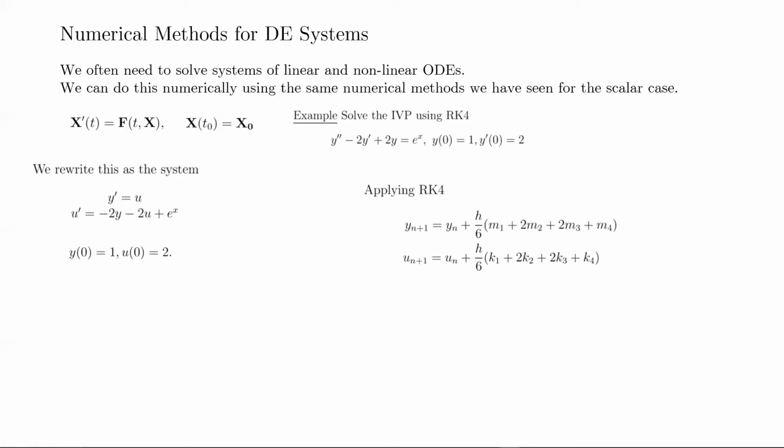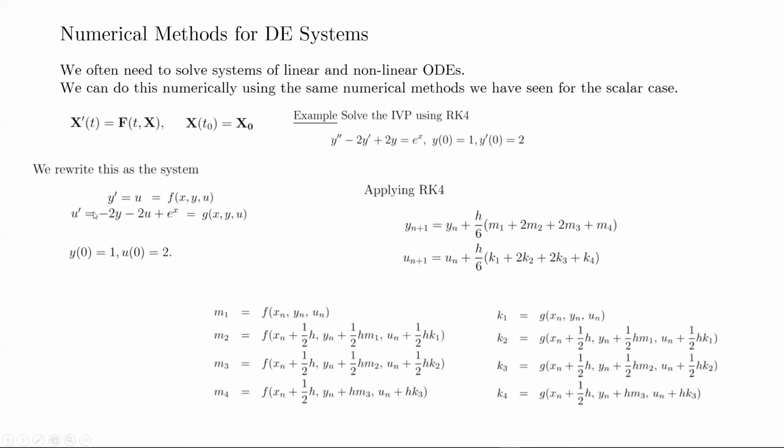So I can apply the update formula to our two variables now, y and u. And so I need to evaluate these m's and these k's, right? If the function f is the right-hand side of the y prime, the function g is the right-hand side of u prime, and here are our update formulas, or our predictor steps in RK4.